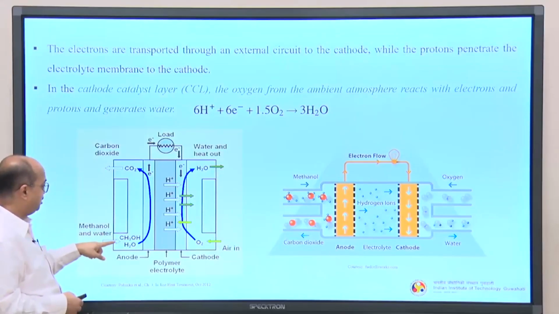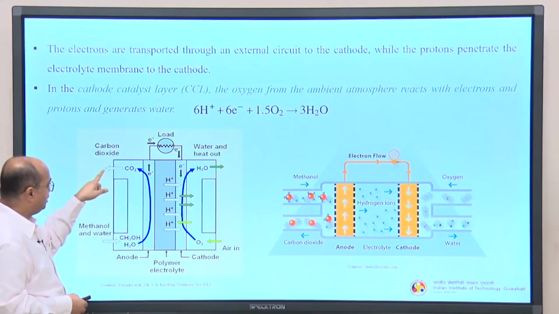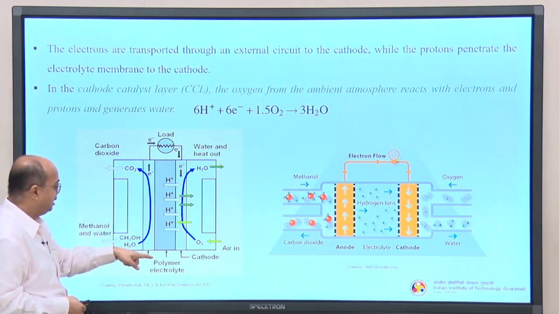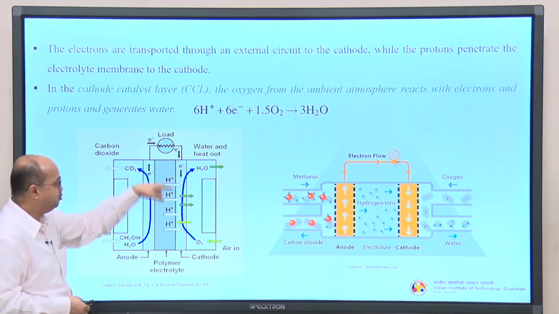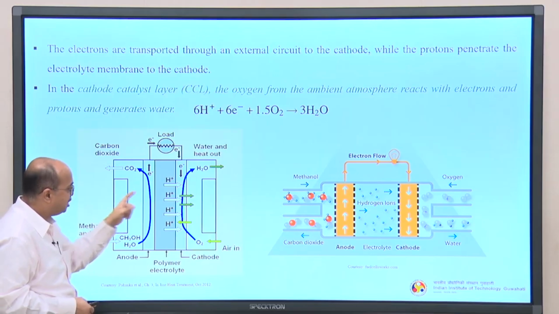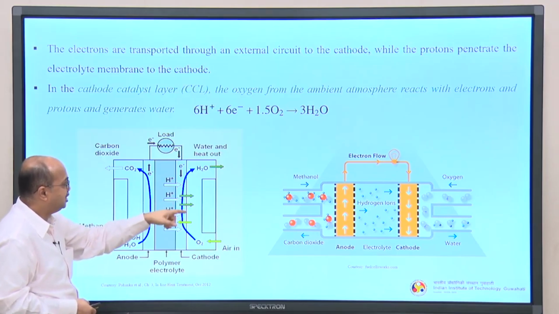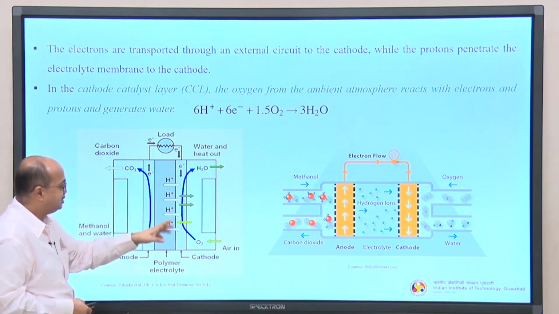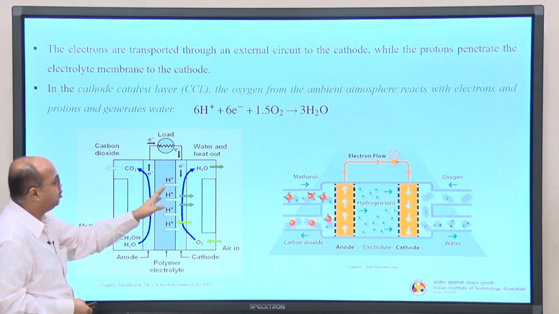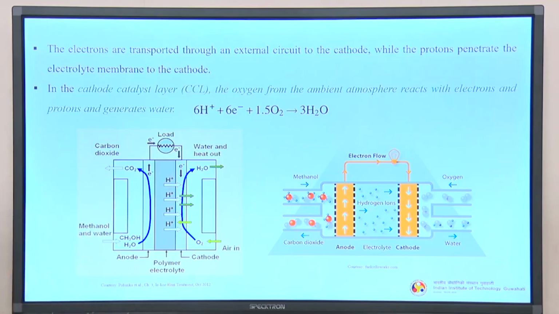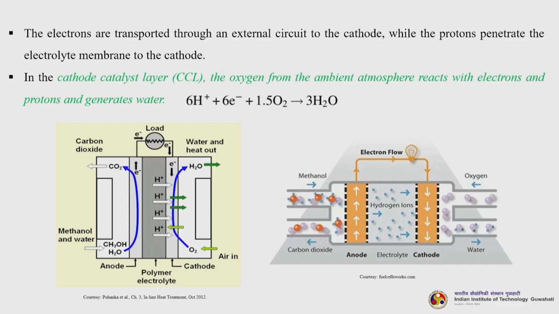So, you can see that methanol is getting converted to carbon dioxide, the electron is getting circulated via the load from anode to cathode. This is how it flows, it is very nicely represented there, and the hydrogen is getting transported via this membrane, the solid electrolyte membrane, and getting to the other side where oxygen is getting converted to water with the help of protons that are coming from this side to that side and with the help of electrons. This is a very simplified system, and it has a lot of applications.